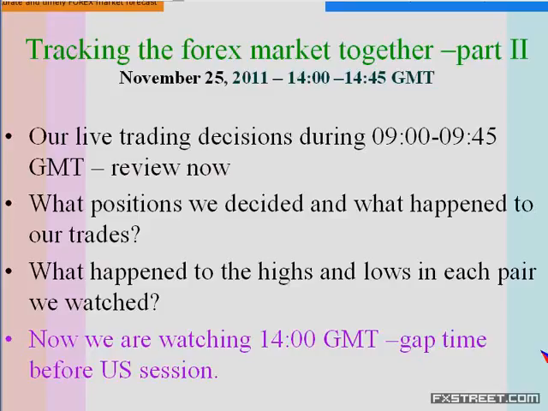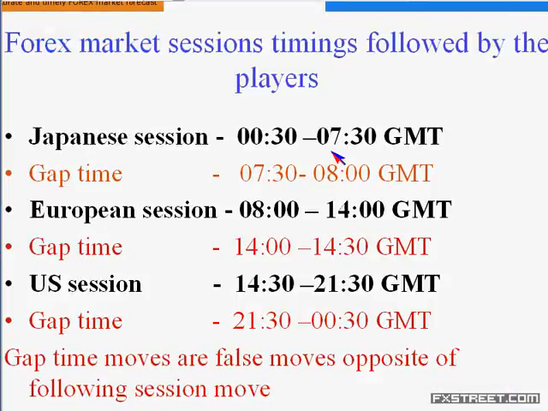So it is a gap time. 14 to 14:30 is the gap time. So for that, let me explain to you the session timings. These are the session timings followed by the players for the three different sessions. So 00:30 to 7:30 is the Japanese session, 7:30 to 8 is the gap time, then 8 to 15 is the European session. That is why before the close of the session, I wanted to close the positions, and gap time is between 14 and 14:30.